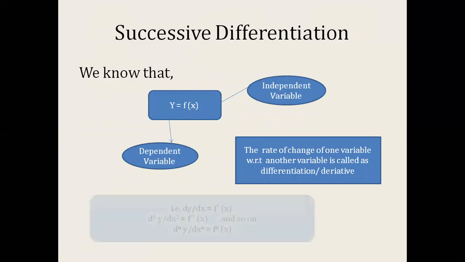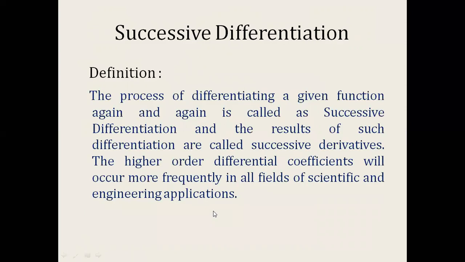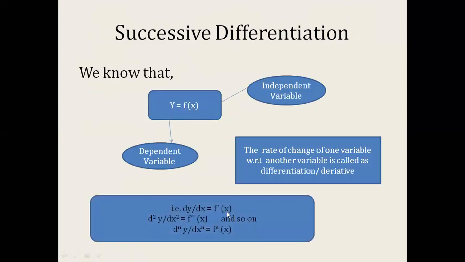Now symbolically, we can represent it. This rate of change of one variable, the dependent variable, with respect to the other, the independent variable, gives the term dy by dx, which is equal to f dash of x on the right hand side. This is the first derivative of the function y is equal to f of x.